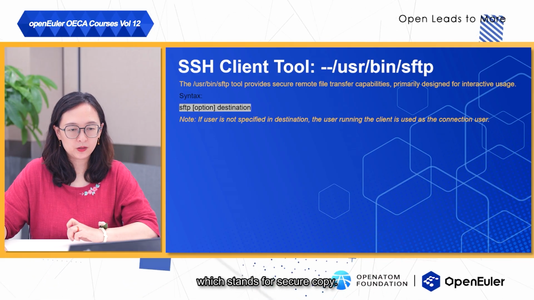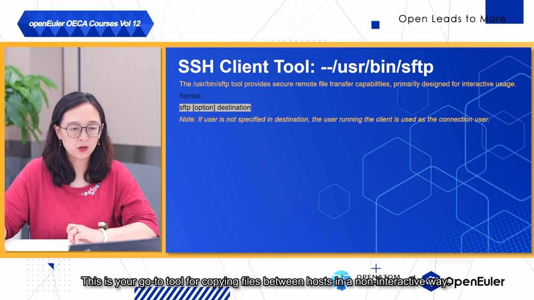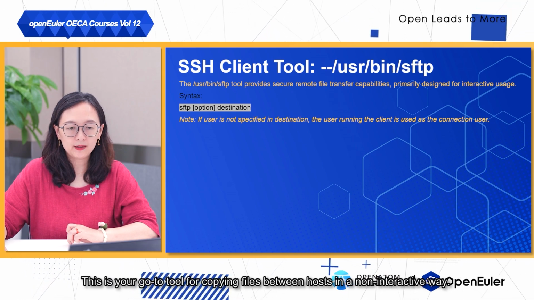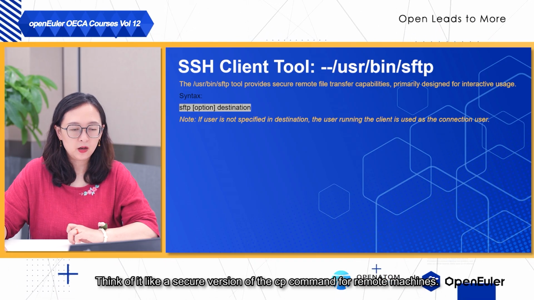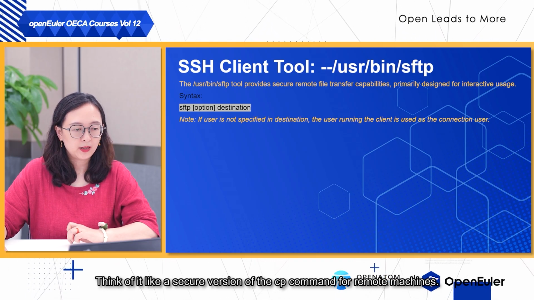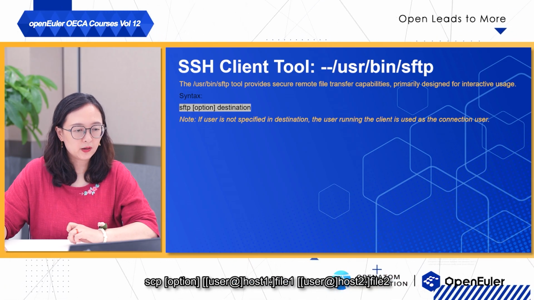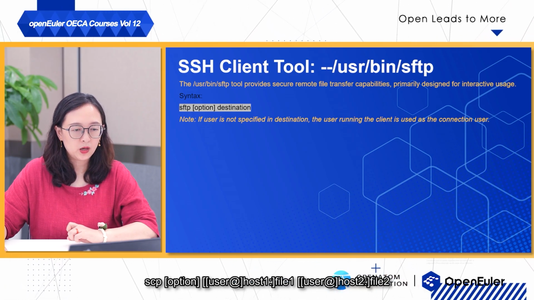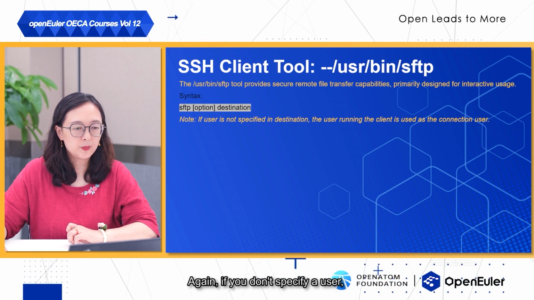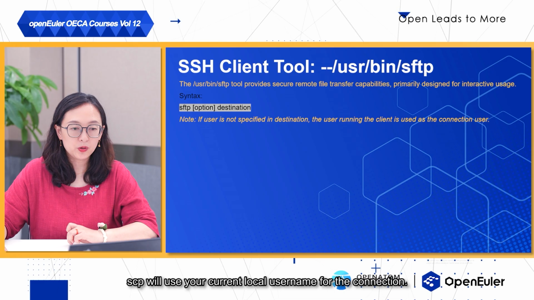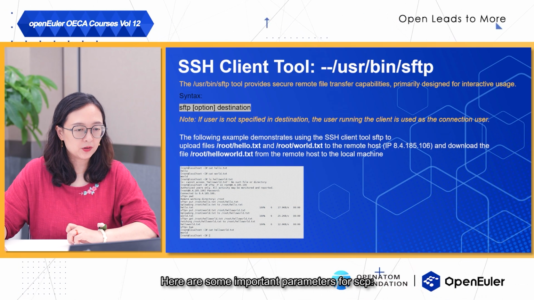Next up, we have /usr/bin/scp, which stands for secure copy. This is your go-to tool for copying files between hosts in a non-interactive way. Think of it like a secure version of the cp command for remote machines. The basic syntax is scp [options] user@host1:file1 user@host2:file2. Again, if you don't specify a user, scp will use your current local username for the connection. Here are some important parameters for scp.